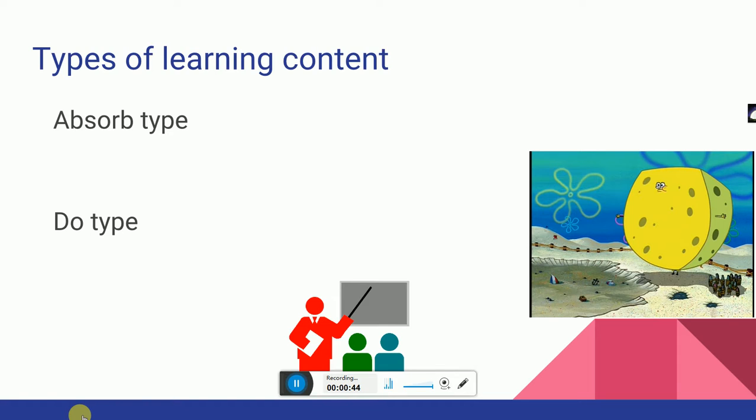This is a metaphor. How do we understand the presentation of information from an online learning environment? You can imagine the absorb type as disseminating knowledge and information, and the learners will be like a sponge that absorbs such information. But in order for them to have an effective learning experience, we need to make it as engaging as possible.